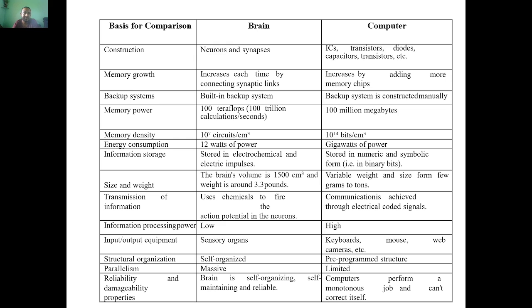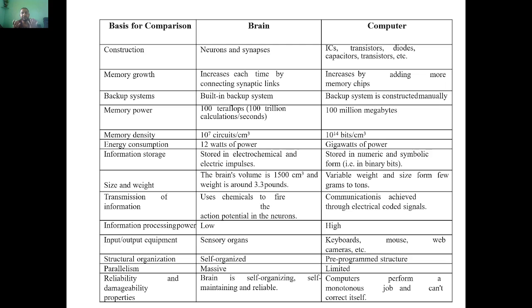Next basis is memory growth. Memory in the brain increases each time by connecting synaptic links. Whenever there is a synaptic link, it will remember. For example, you meet a new person. You are going by a train, and next to you one person is sitting. You are talking to him, and then you will have a bond with him. Your characters match, your thoughts match. You will start speaking to him, so that you can have a very good interaction with him for hours. So you will remember him.